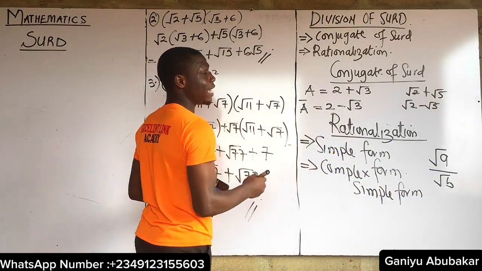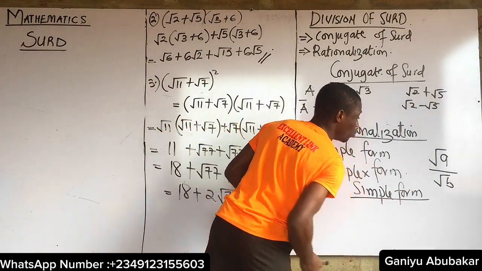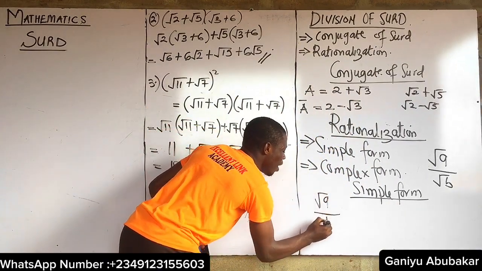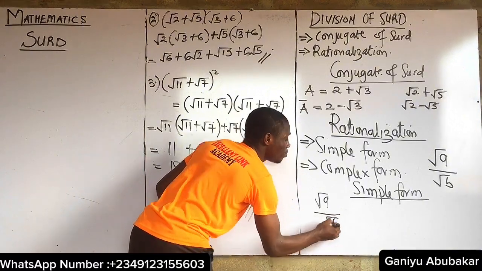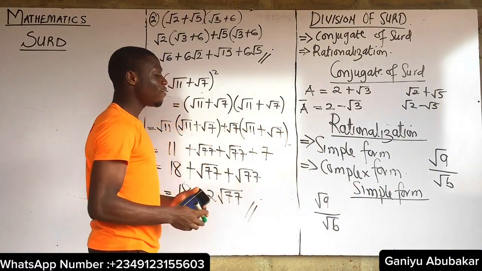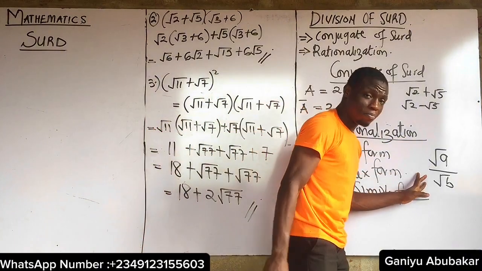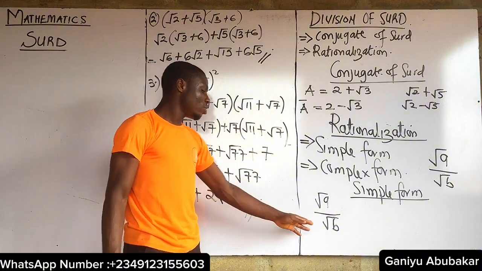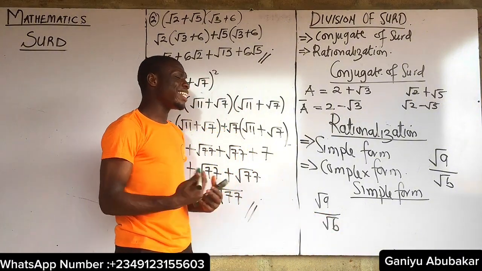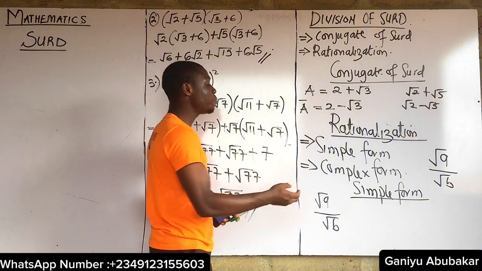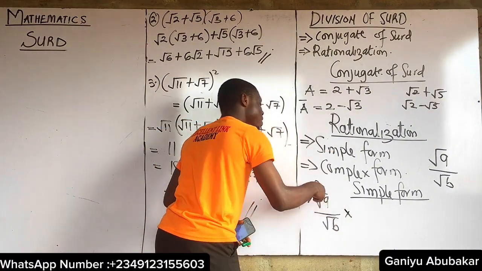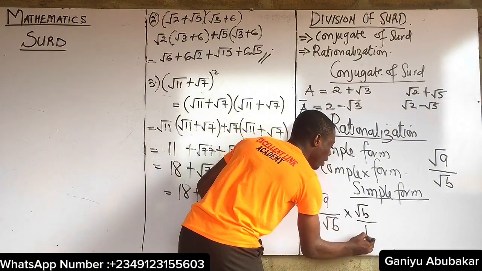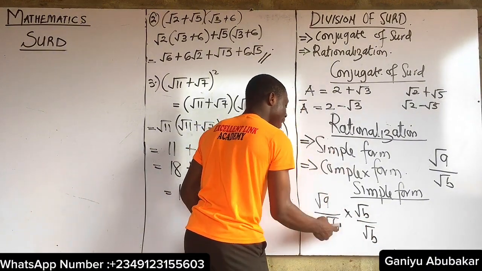For simple form, what's the idea? The idea is quite simple. Let's say I have root A all over root B. That's what this one I gave you is, the simple form. How do you change it so that you don't have a root at the denominator? The task is to rationalize. So for simple form, just multiply numerator and denominator by the denominator, root B all over root B.